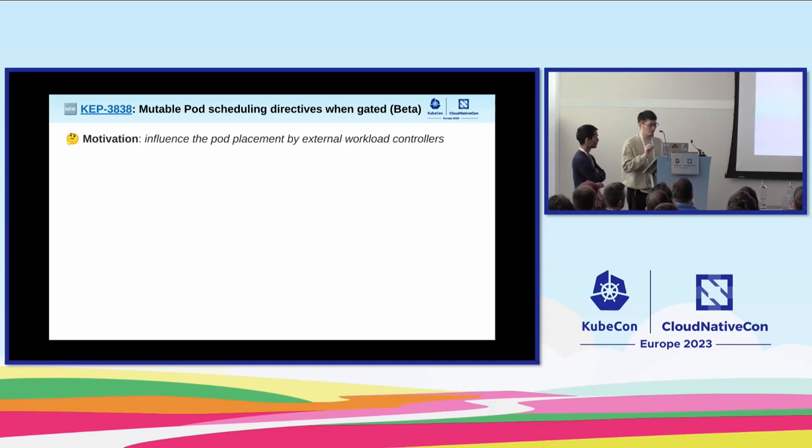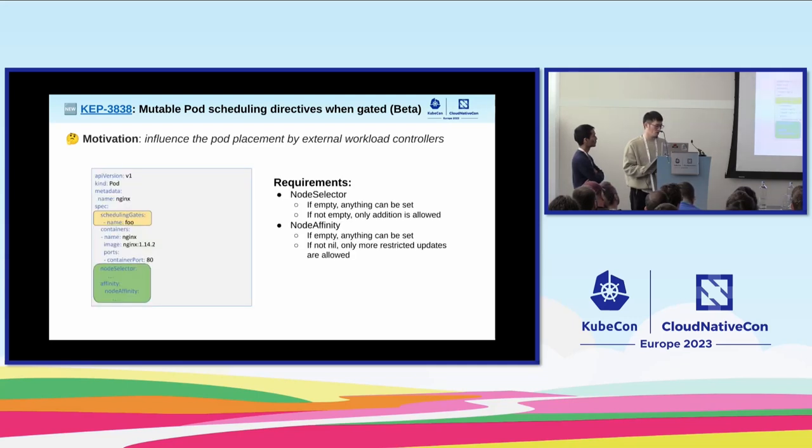The next feature is about mutable pod scheduling directives when a pod is gated. It's quite similar to the previous one, but it's for pods only. And yes, the motivation is quite similar. External workload controllers can influence the pod placement with this feature. The general idea is, when we find a pod is gated by the scheduling gates, then we can inject the node selector and the node affinity.